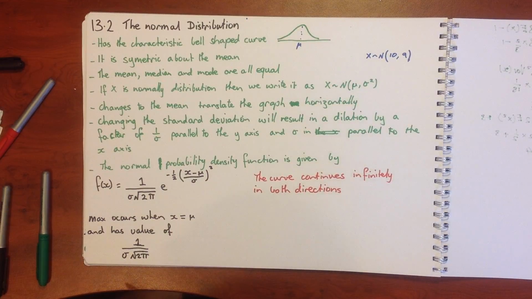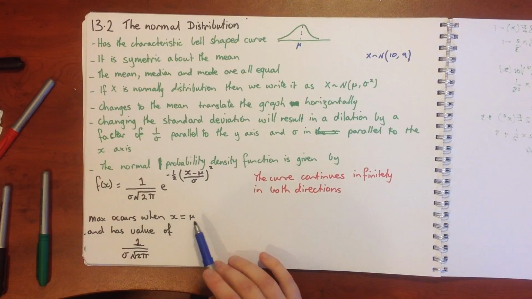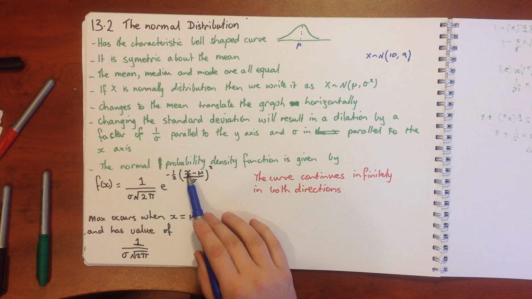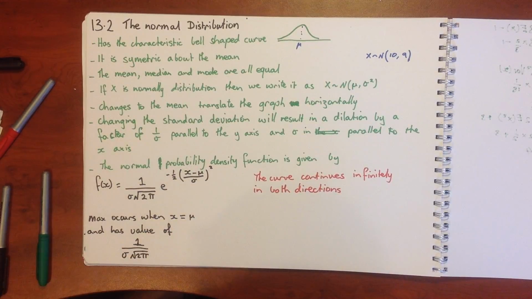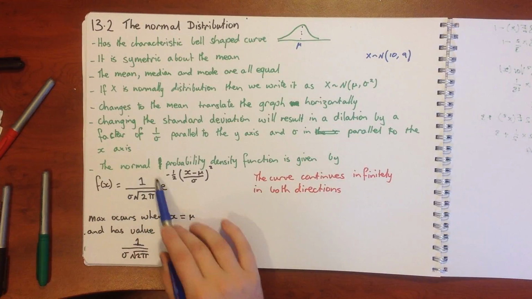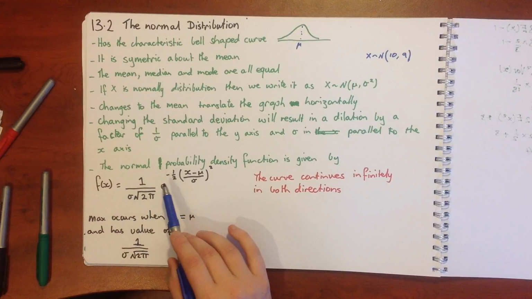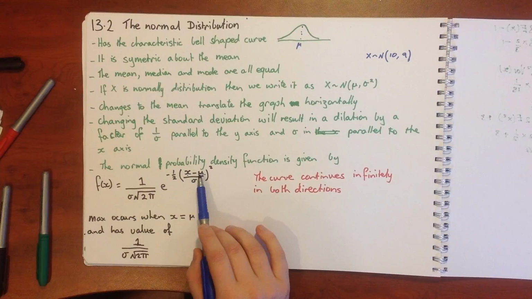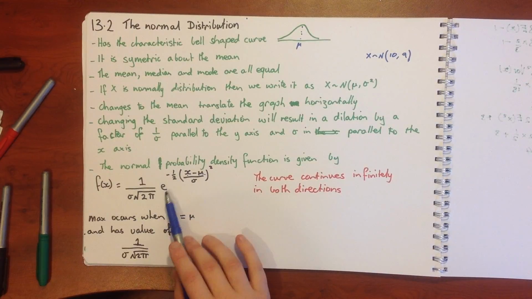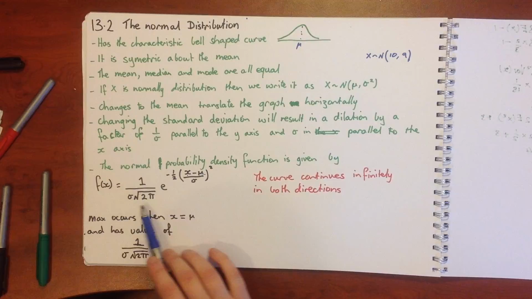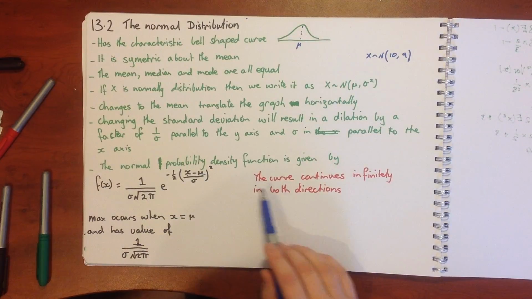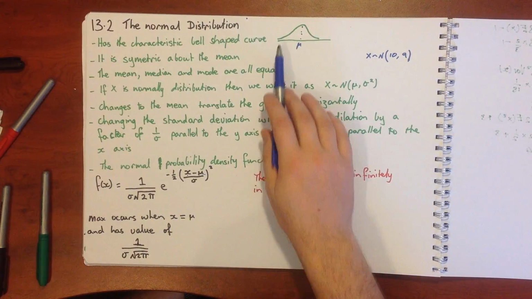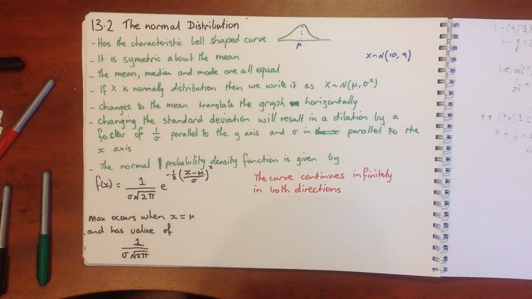The max occurs when x equals mu. So you put in mu here and you'll end up with only 1 over sigma root 2 pi. That ends up being our maximum value, and our maximum occurs at this value here, because this exponent is going to end up 0 when x is mu, because they're going to cancel out. Which means it's going to be e to the 0, which is 1, so we're just left with this for our maximum value. Our curve also continues infinitely in both directions, so it keeps going on forever in both directions.